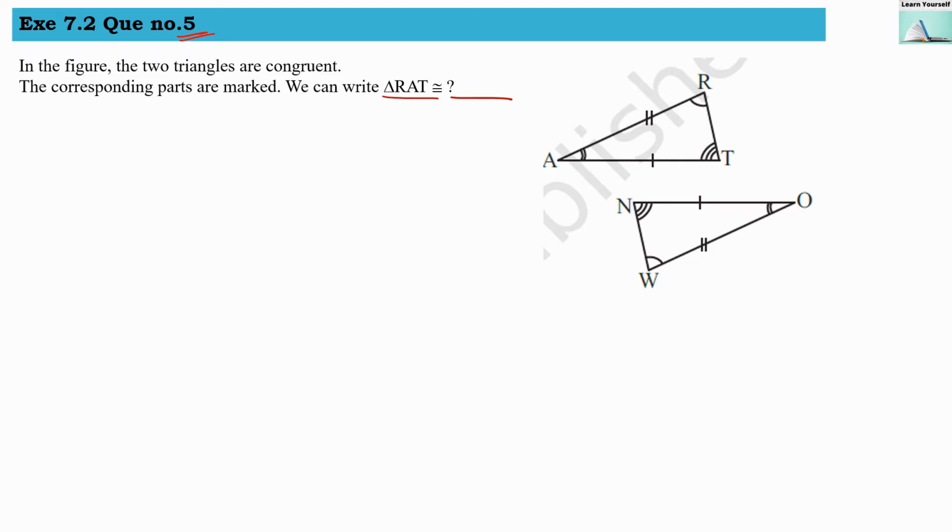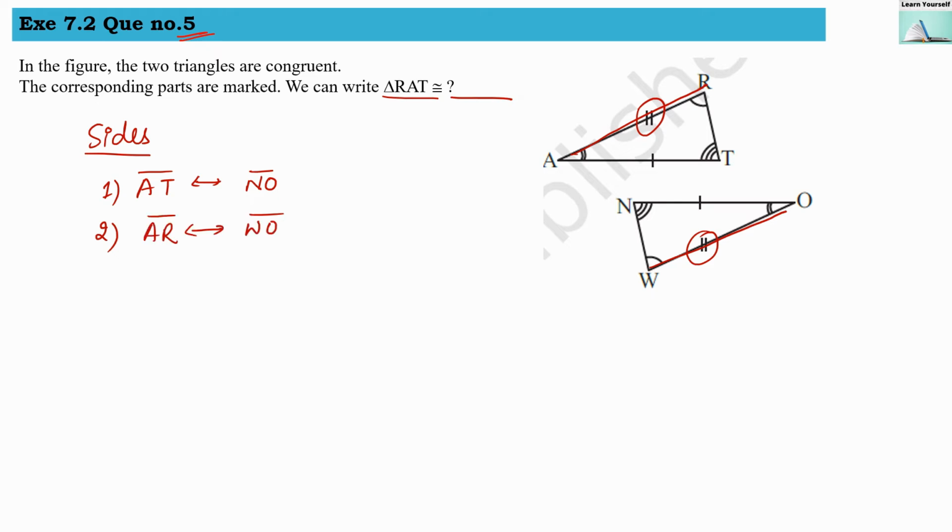First, we are taking the sides. There are two sides. This sign suggests that these two sides are congruent with each other. So side AT is congruent with NO. So this is one side. Then the second side we are talking about is AR, as per the sign, and WO. These two sides are congruent with each other. So we will write AR is congruent with WO.